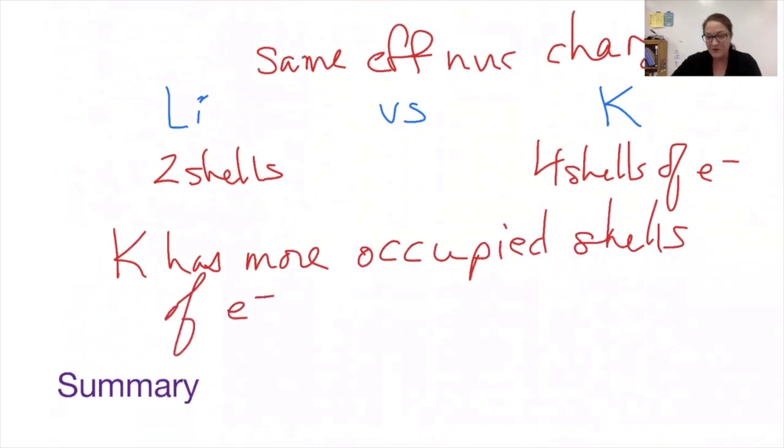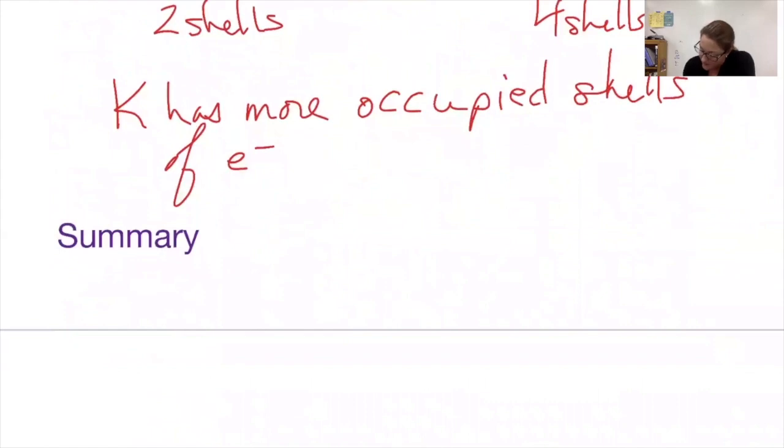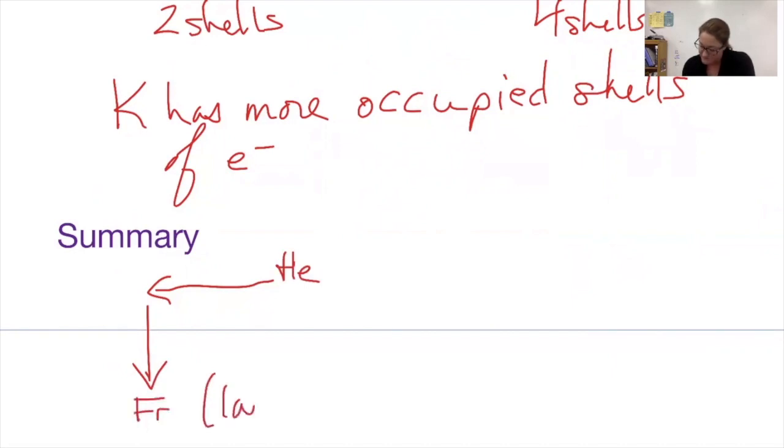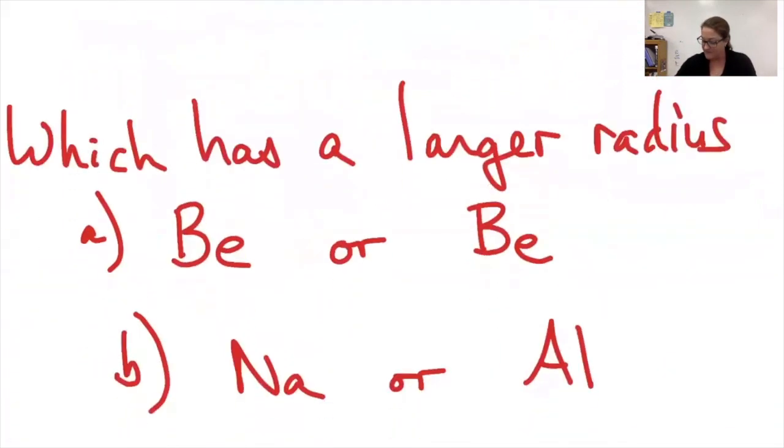So if I were summarizing this trend, on the periodic table, as you go this way, things get larger. And as you go this way, things get larger on the periodic table. Therefore, your smallest element's going to be helium, and your largest element's going to be francium. If you are looking for explanations why, how you explain it depends on whether they're in the same row or the same group. Let's take a look at a couple of samples.